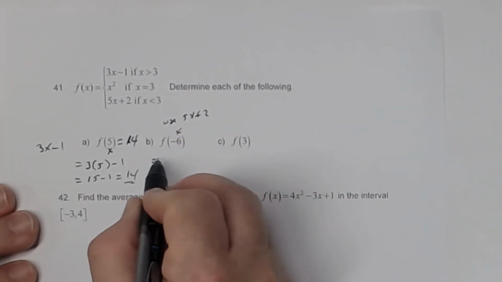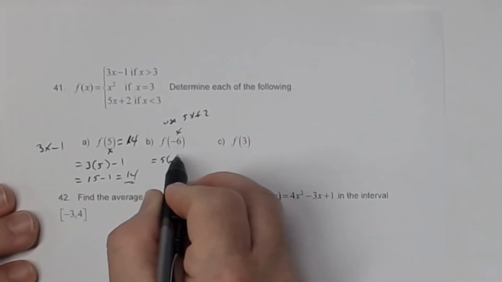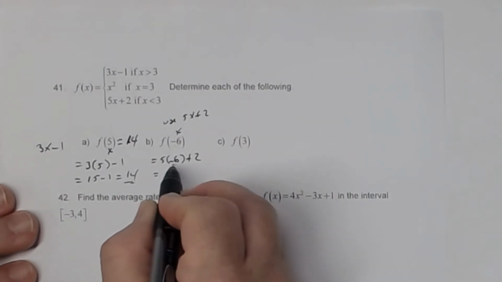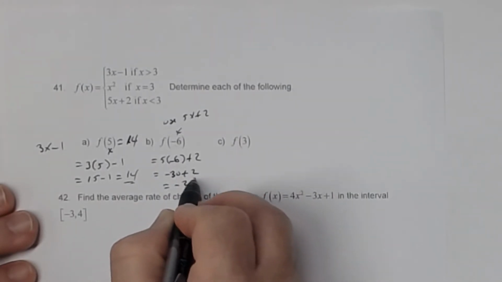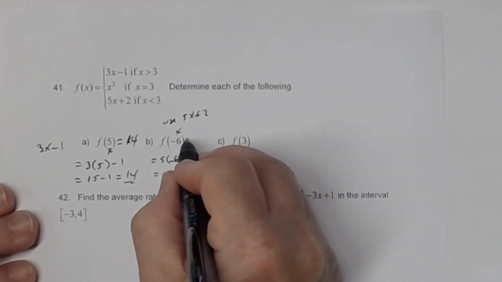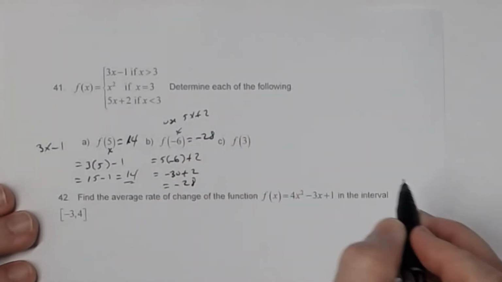So now this is going to equal 5 times x, which is negative 6, plus 2. 5 times negative 6 is a negative 30, plus 2, which is a negative 28. So f of negative 6 equals negative 28.